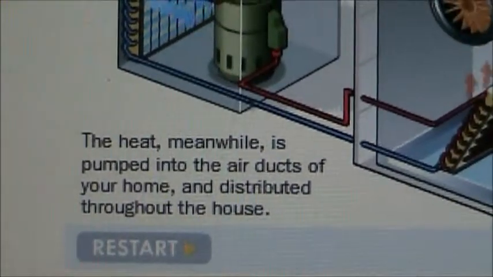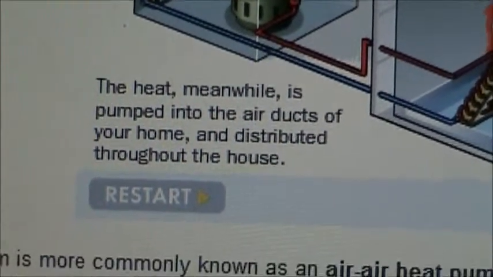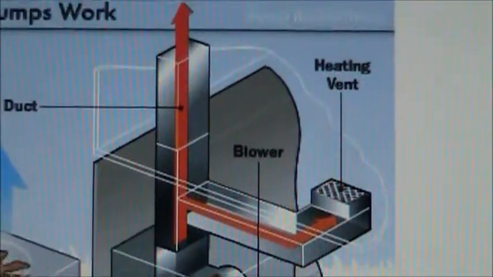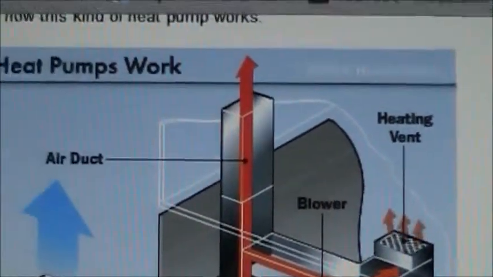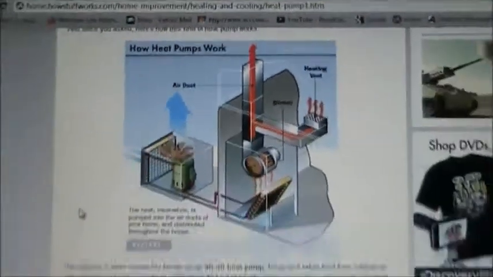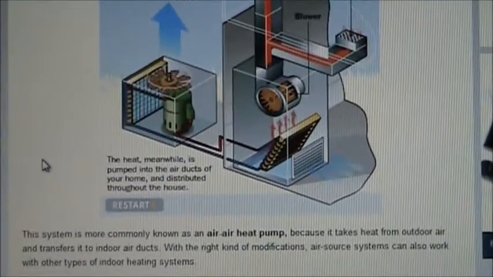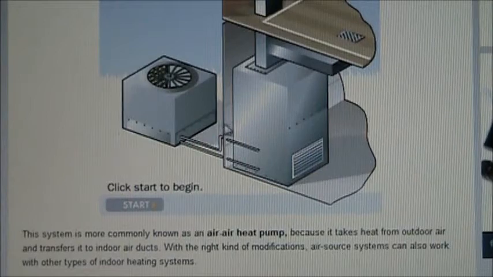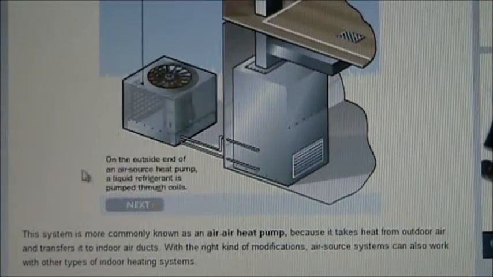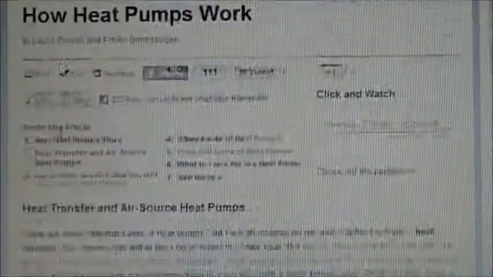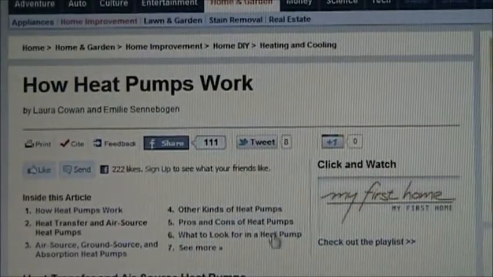The heat, meanwhile, is pumped into the air ducts of your home and distributed throughout the house, which is what a central heating system is. As you can see, it is heating the home. So now we'll hit restart, and then it just restarts the cycle over. You hit start, and it just starts. So that is how heat pumps work.